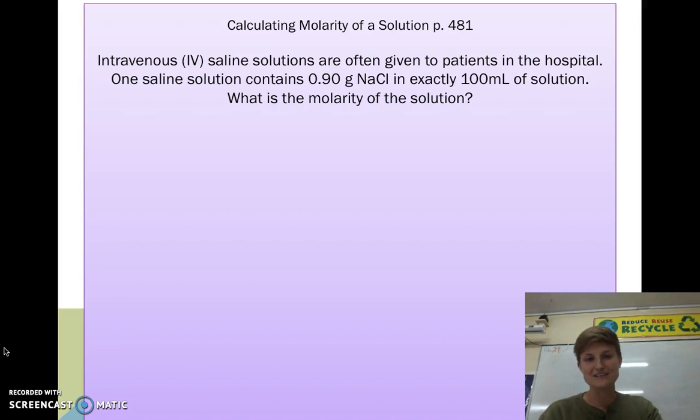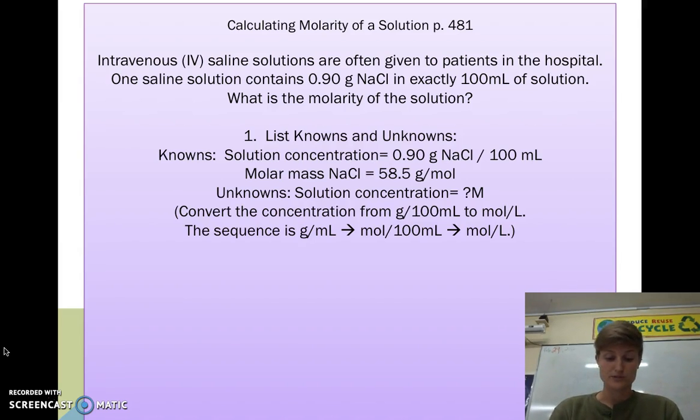You're given an IV saline solution, when they have to put a needle into your body. Saline is like a salt solution. So one saline solution contains 0.9 grams of sodium chloride in exactly 100 milliliters of solution, which is usually water. What is the molarity of the solution? So as always, step one, what are your knowns, what are your unknowns? And so we've got those listed for us.